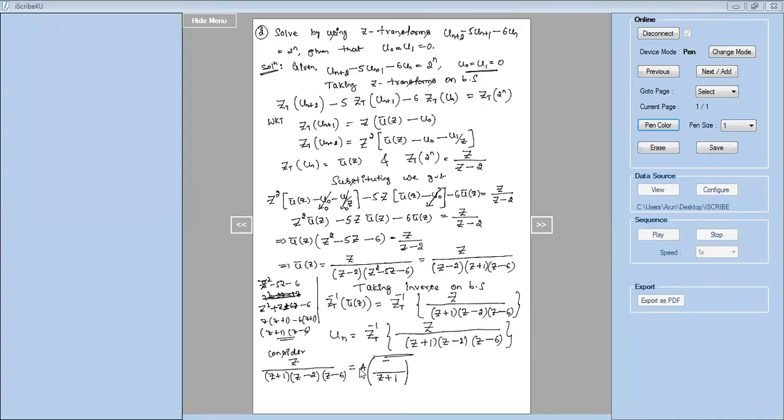So I'll simply write z. This is for simplification purpose. While applying the standard formula of inverse z transformation, this function should be in the standard form. So this is how we can express the function in the standard form.